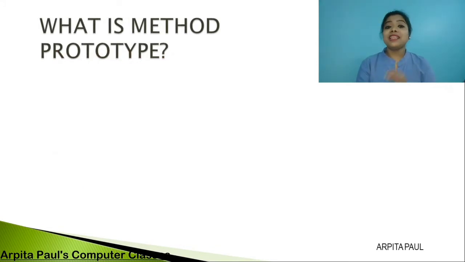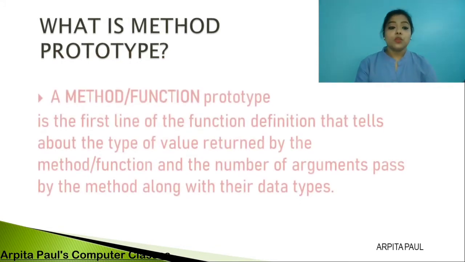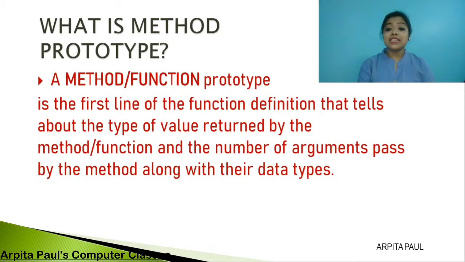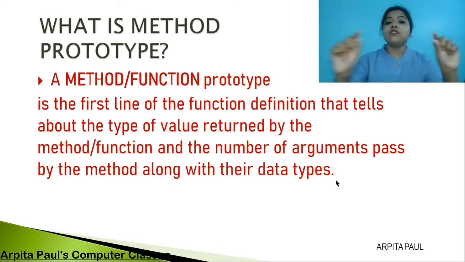Now, what is a method prototype? That is one of the important questions. A method or function prototype is the first line of the function definition that tells about the type of value returned by the method and the number of arguments passed to the method along with their data types. It is the first line of the method where we declare the return type and the parameters passed within the method, including how many parameters and the data type of each.